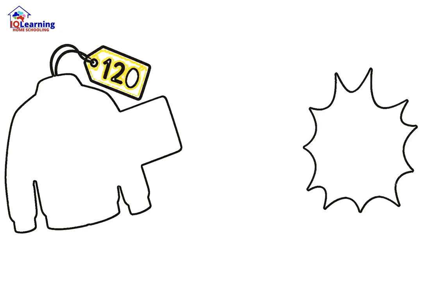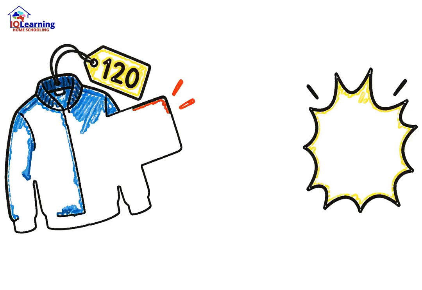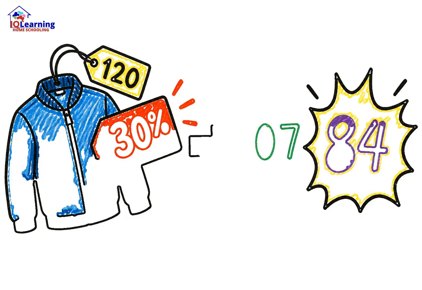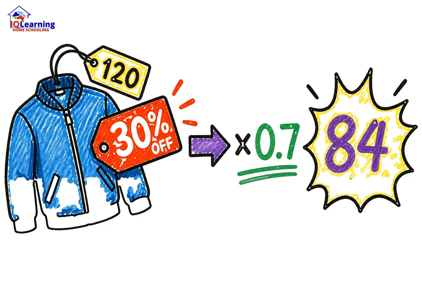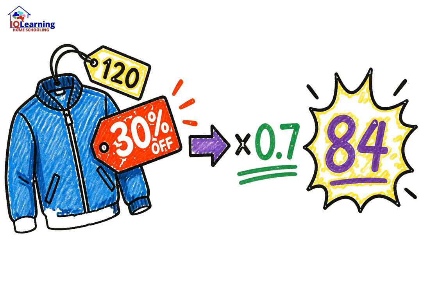You see a jacket for $120 with a big red sign, 30% off. Most of us would find 30%, then subtract it. It's slow and it's easy to make a mistake. But what if you could do it in one step?